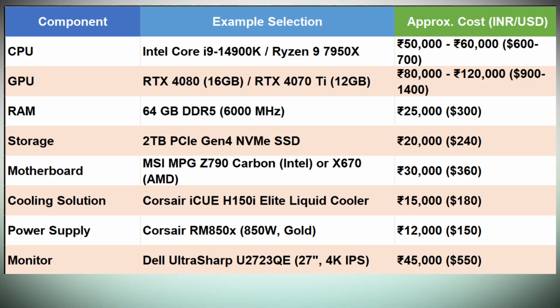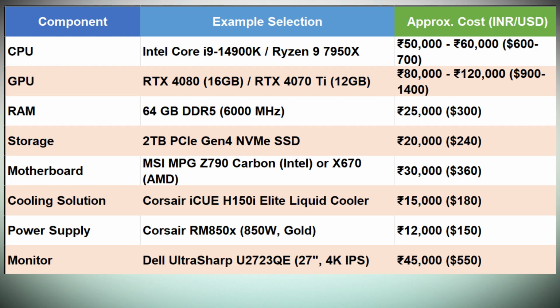So, say for example, in case of CPU, you can either go to Intel Core i9 14900K or Ryzen 9 7950X, and it may cost you approximately about 50,000 to 60,000 rupees. And when it comes to GPU, go for RTX 4080 with 16 GB or RTX 4070 Ti with 12 GB. And now you have RTX 5070 Ti released with 16 GB. And it may cost in the range of about 80,000 to 1,20,000.